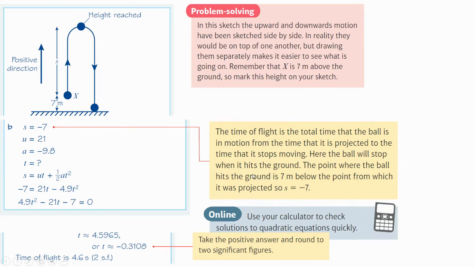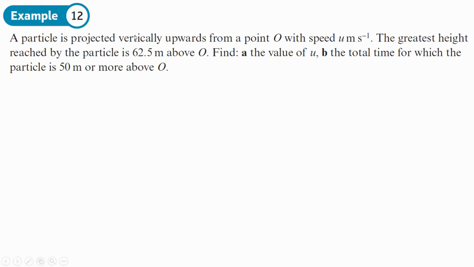Okay, so look at another example. A particle is projected vertically upwards from point O with speed u, so generic terms. The greatest height is 62.5. We've got to find the value of u, and the total time the particle is 50 meters or more above O. So let's draw a little diagram.